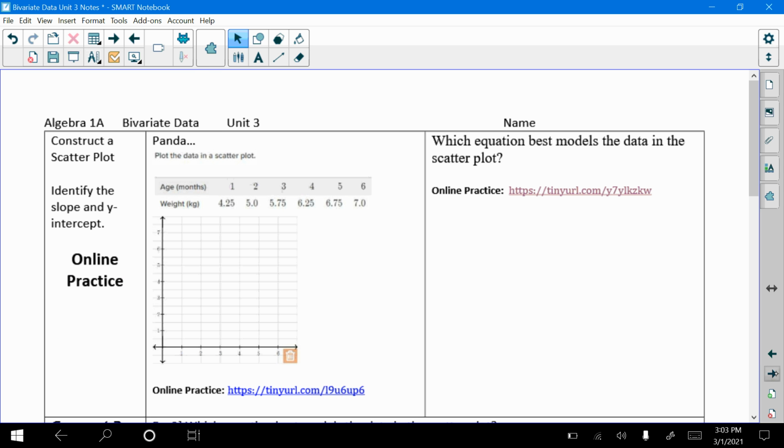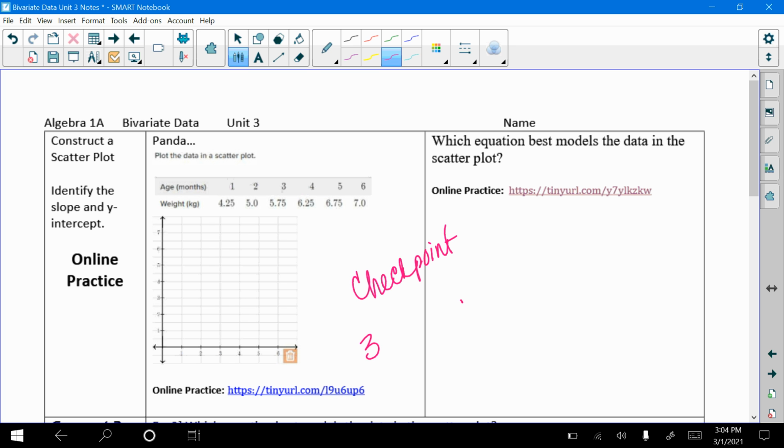Then the next part right here, we have the panda. We're going to be plotting dots. So checkpoint, maybe. This is going to be checkpoint 3 and 4. Go ahead and make sure that you snip and clip those and put those in when you request for feedback. Those are also in Summit.